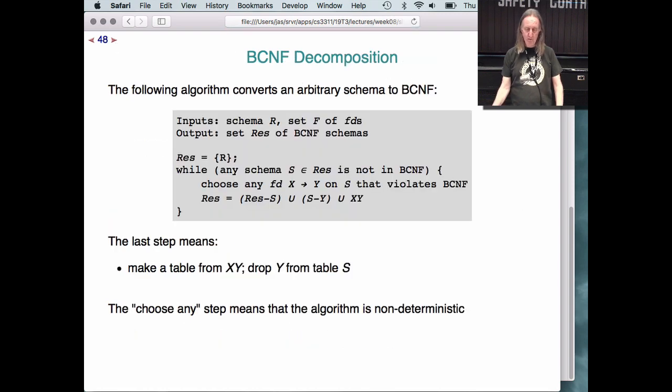So let's have a look at the BCNF algorithm. We start with a schema, which is a set of relations and a set of functional dependencies. What we get at the end is another set of functional dependencies, which should be closely related to the original set. And we also get out a new schema where all of the relations in the new schema are in BCNF. So how do we do it?